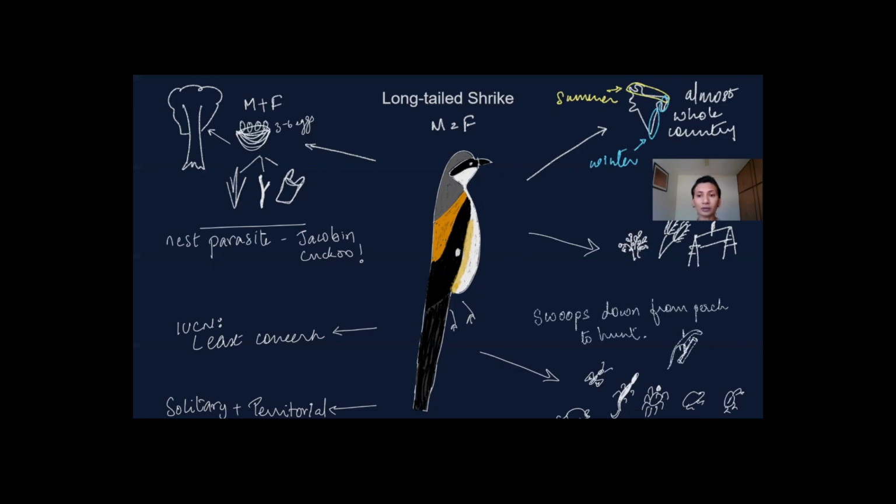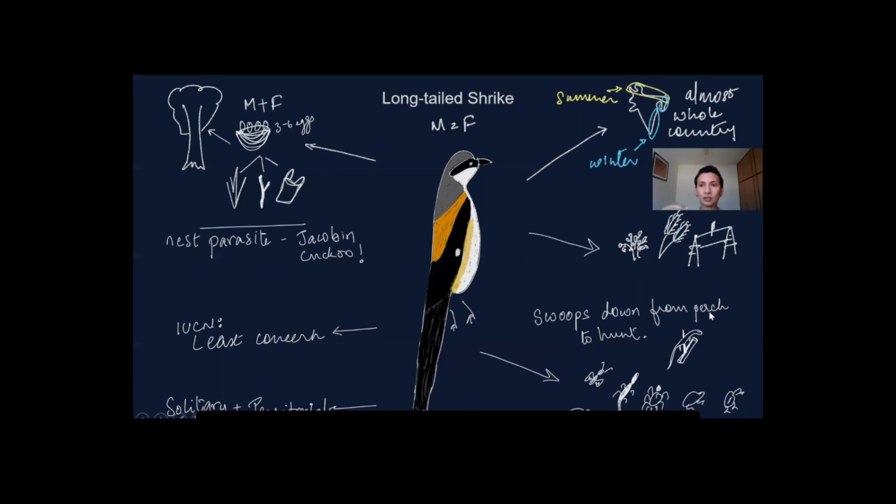Then I find out, oh wait, it has a very interesting way of hunting. So this bird, as you know, sits on top of the electric lines or on top of a bush usually, and to hunt it swoops down from that perch. Right? So if it is sitting somewhere and it spots something, it will dive down. It swoops down to hunt it and it will bring it back.